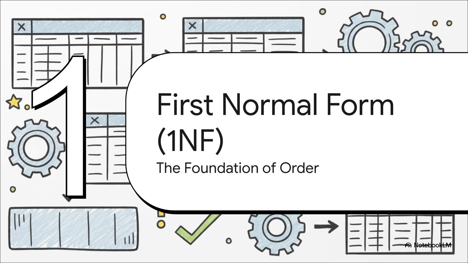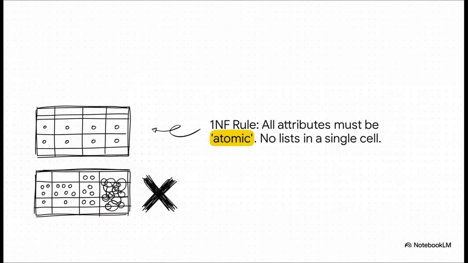Okay, first up. First normal form, or 1NF. This is ground zero. It's the absolute foundation that everything else is going to be built on. And the rule for 1NF is beautifully simple. Your data just has to be atomic. It sounds all scientific, but it just means this. One cell, one value. That's it. You can't have a list of phone numbers crammed into a single cell. You can't have a full address, street, city, state, all jammed together in one box. Nope. One cell, one single piece of information.